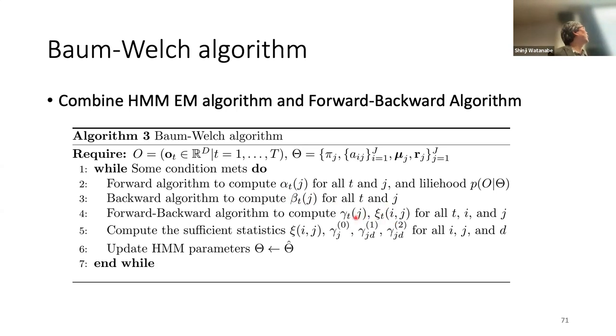From this one and this one, and from the parameters, we can also compute this one. Now we know these values for all times and all states or transitions. Given these values, we compute the sufficient statistics, and then we update the HMM parameters. In this case, pi, a, mu, and r are updated. This is one iteration. After that, using these as the new parameters, we do the forward and backward passes, compute gamma and xi and the sufficient statistics, and update the HMM parameters again.